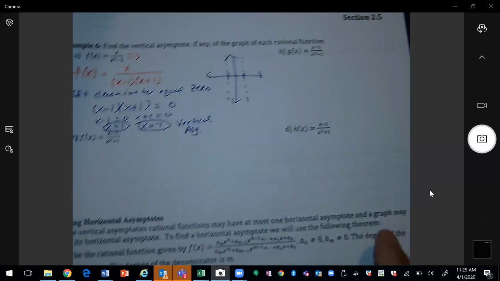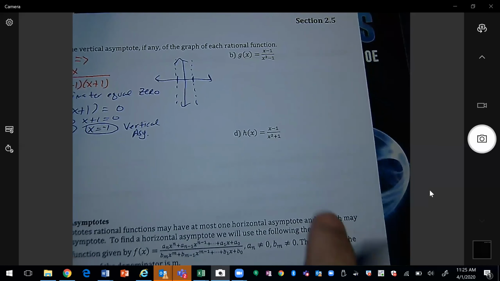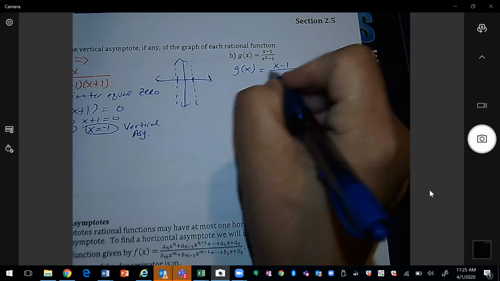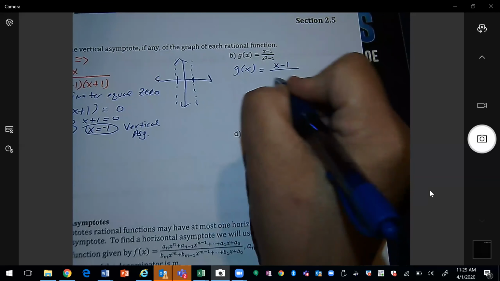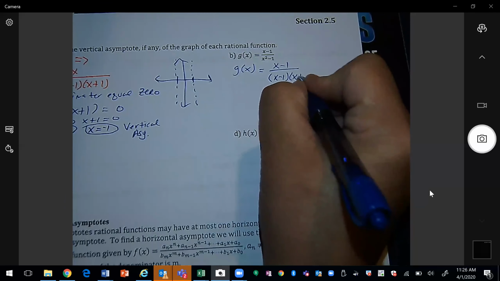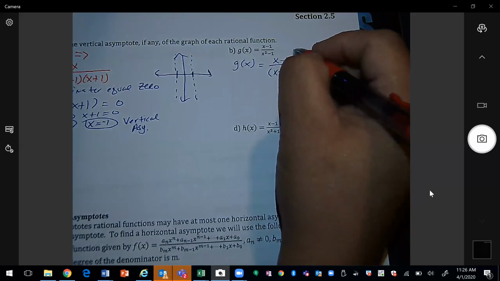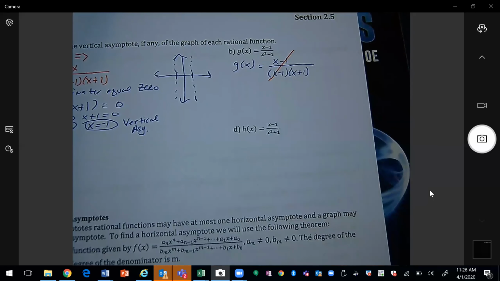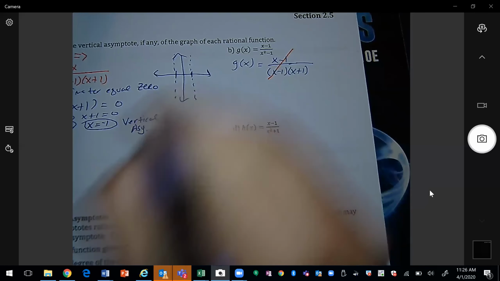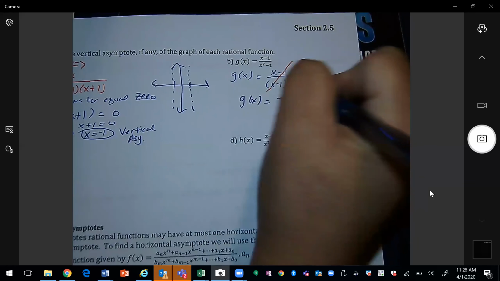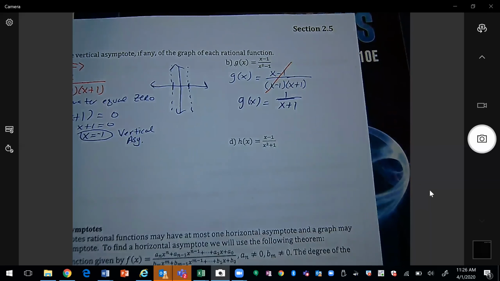Okay, so if we go to B, we make sure that it's factored already. So x minus 1 is factored, but x squared minus 1, we can factor it as x minus 1, x plus 1. And then we ask ourselves, can we cancel any like terms? So here, I can cancel this term. And after canceling, I'm left with g of x is equal to 1 over x plus 1. Okay, so now we can set the denominator equal to 0.